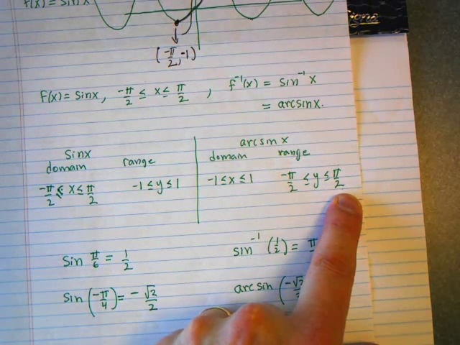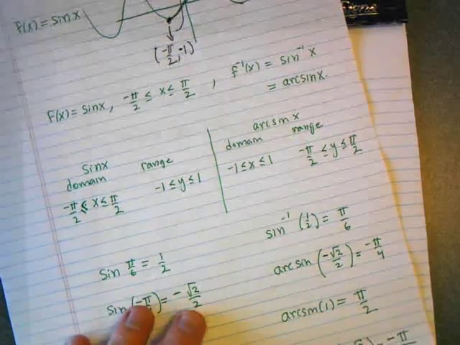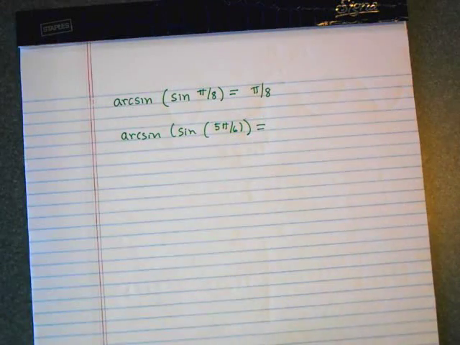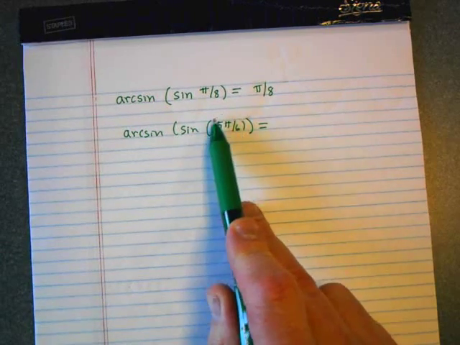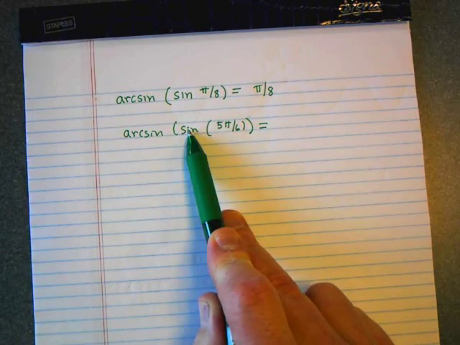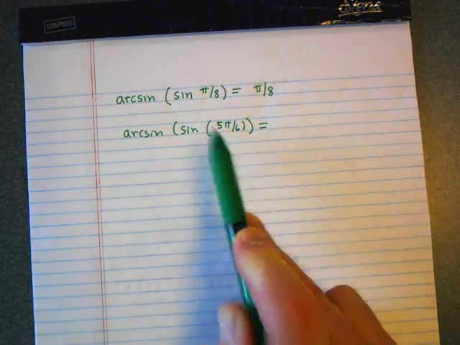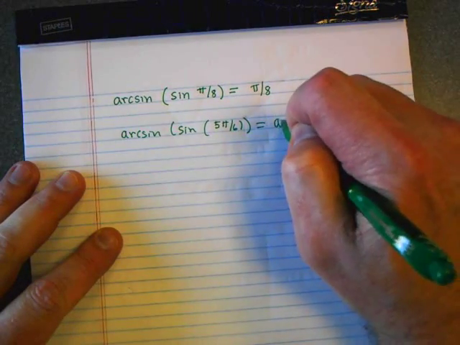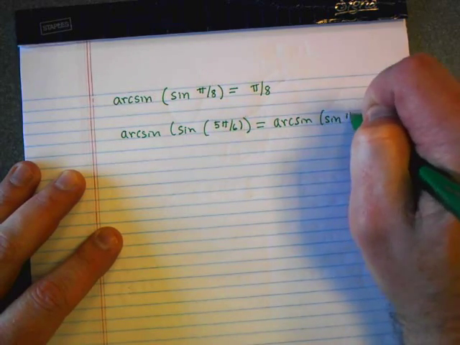Is it pi over 6? Yes. Why pi over 6? 5 pi over 6 is in quadrant 2, isn't it? And what can you tell me about sine in quadrant number 2? It's positive, isn't it? So this is exactly the same as the arc sine of the sine of pi over 6.